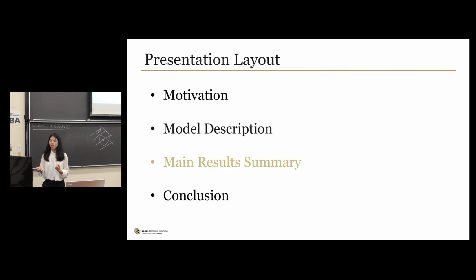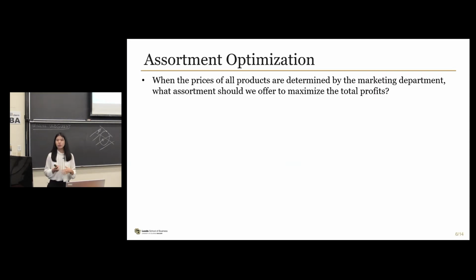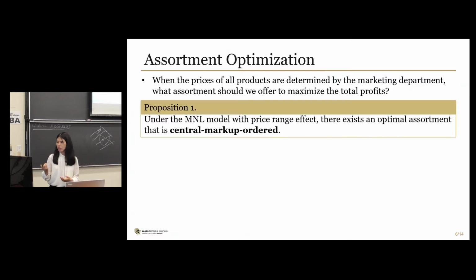Okay, great. So then let me talk about our main results and see how we deal with these challenges we talked about before. In this project, we consider 3 problems. The first one is the assortment optimization. In this setting, we assume that the prices for all products have been determined by the marketing department, and what we want to do here is to find the optimal assortment. And we give one structure of the optimal assortment here.